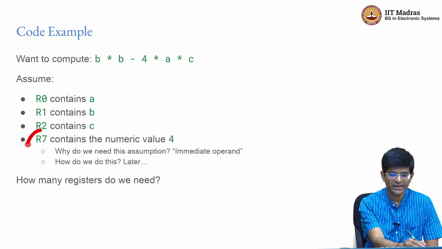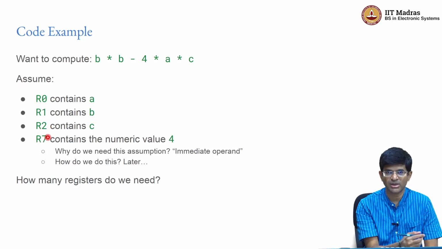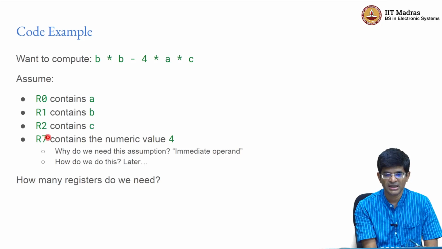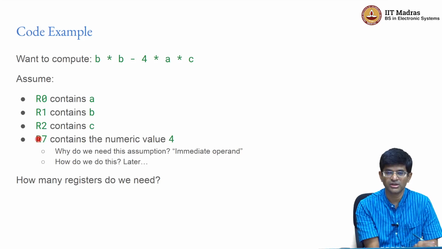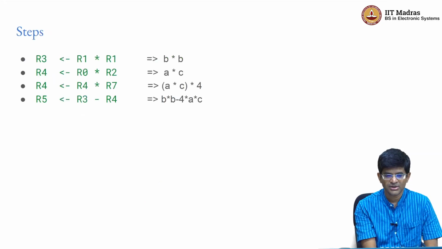So, why did I choose R7? It was just a number. I could have picked R3, but I have already run out of the first 4 registers, R0, R1, R2, R3. I know that I need more registers for my other computations, so I just chose R7 to hold the constant value. And of course, this now raises the question, how many registers do we need? Clearly, we need more than 4 if we want to perform a computation like this. So, let's look at the steps before we decide on the final number of registers.